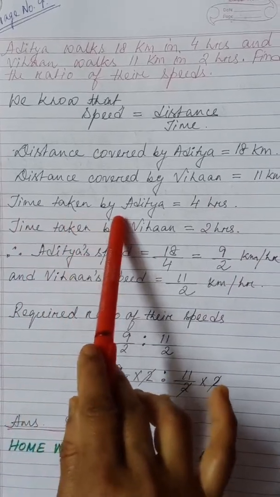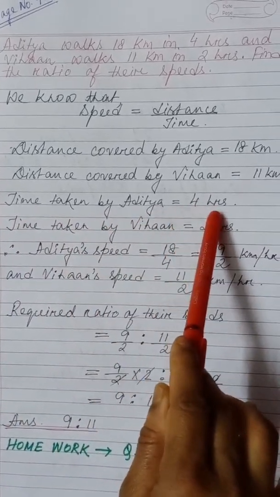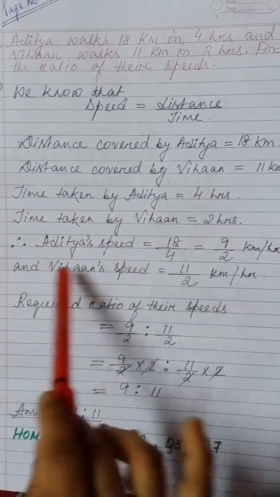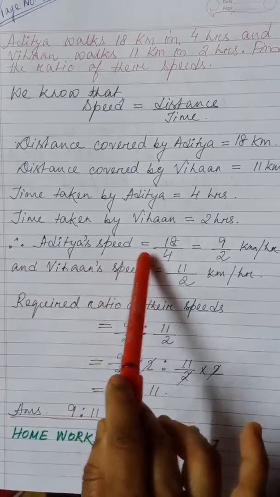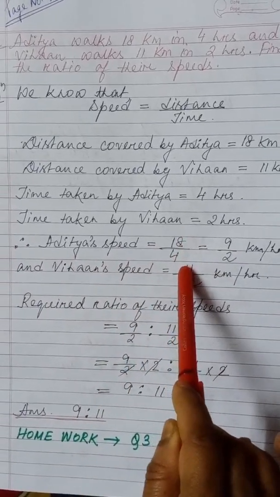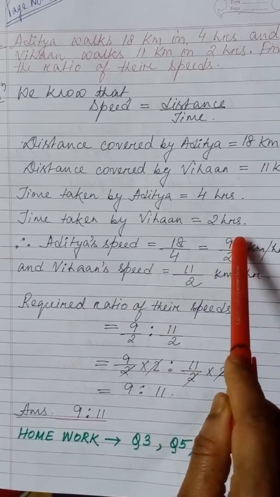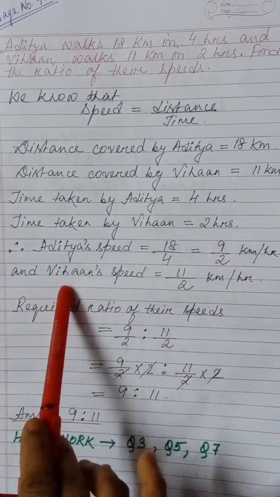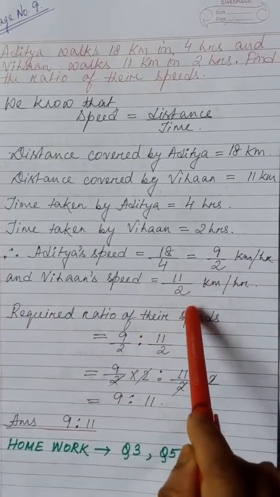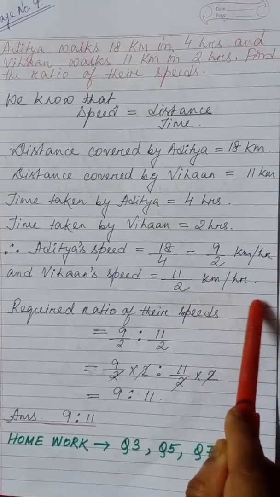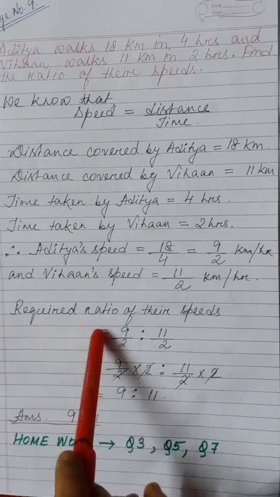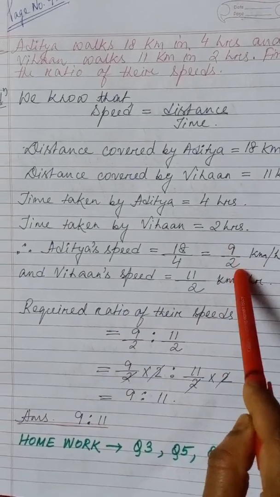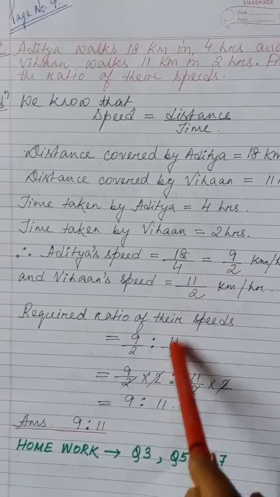Time taken by Aditya is equal to 4 hours and time taken by Vihan is equal to 2 hours. Therefore, Aditya's speed is equal to 18 by 4. Then after cancellation, you will get 9 by 2 kilometer per hour. And Vihan's speed is equal to 11 by 2 kilometer per hour. Therefore, the required ratio of their speeds is equal to 9 by 2 is to 11 by 2.